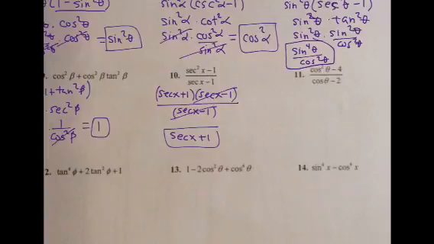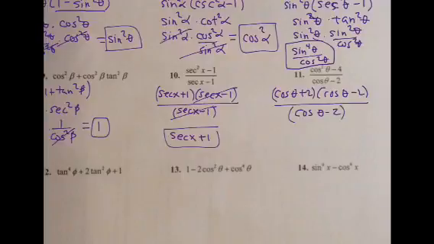Numerator is difference of squares, so you get cosine theta plus 2 and cosine theta minus 2 over cosine theta minus 2. So this factor cancels with this factor, and we're left with this.